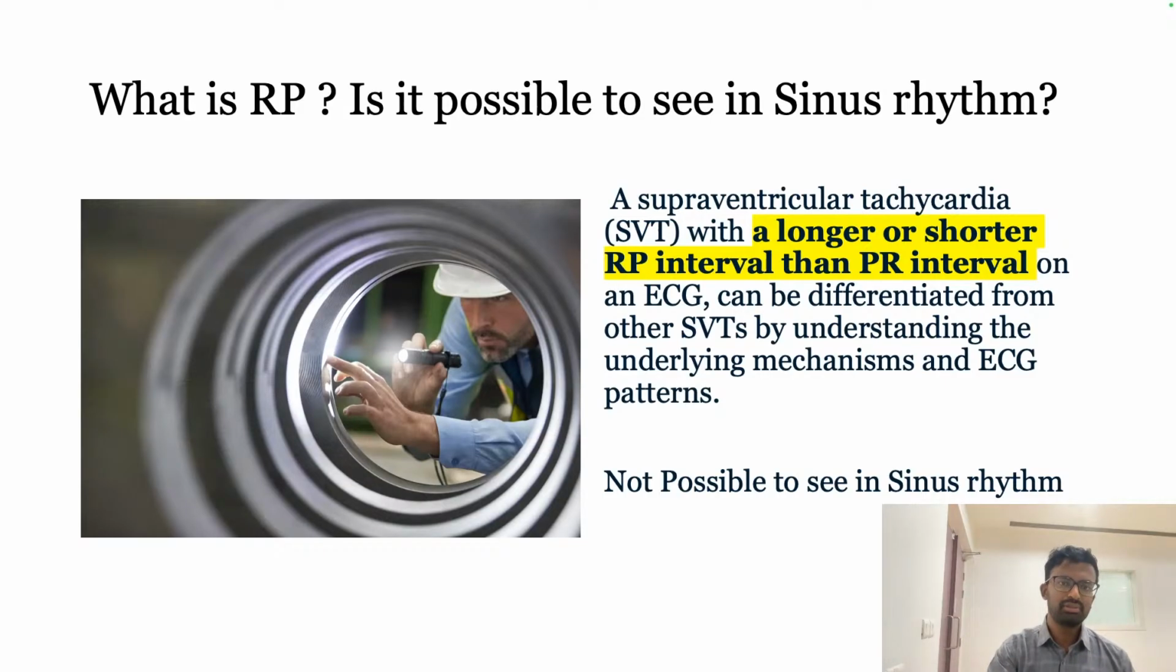RP means a supraventricular tachycardia with a longer or shorter RP interval than PR interval on ECG. It can be differentiated from other SVTs by understanding the underlying mechanisms and ECG patterns. So it's not possible to see this in sinus rhythm. It is possible to see it only in SVT, supraventricular tachycardia. Next slide, I'm going to talk about what is short and what is long.